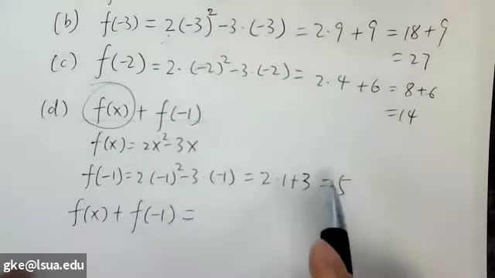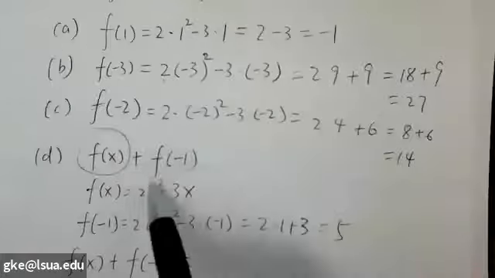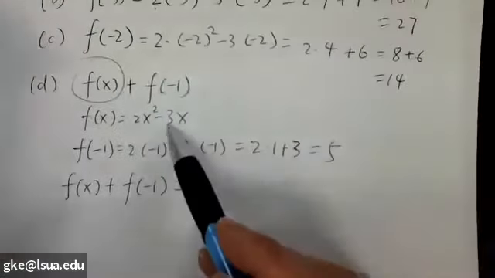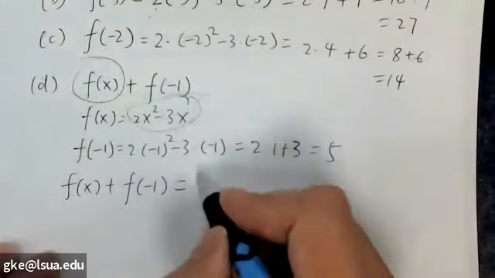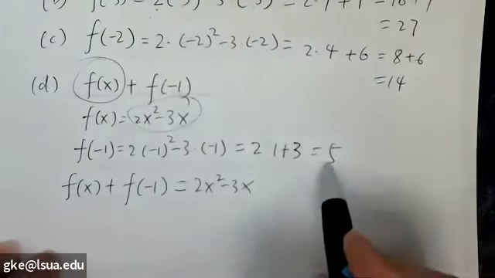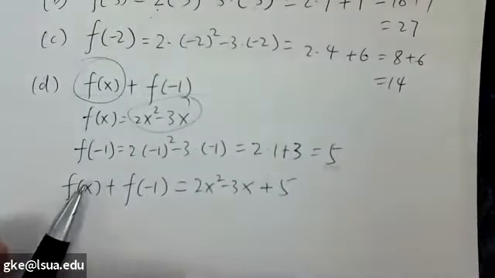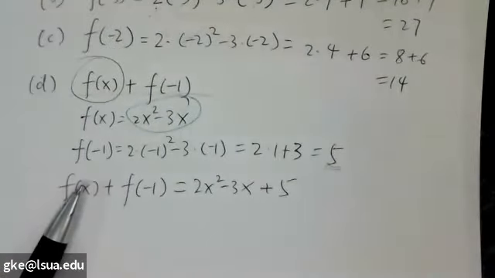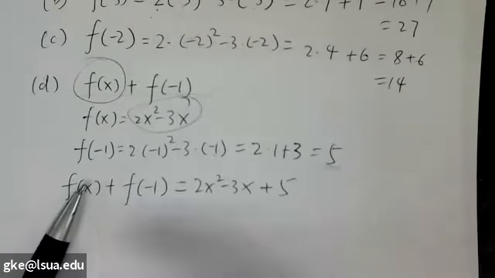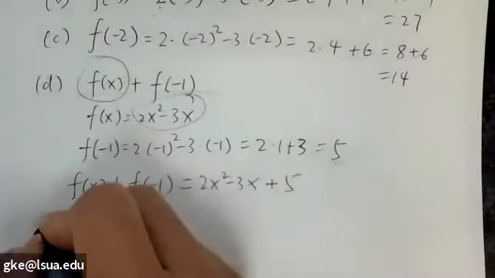So the idea is for this, just plugging in, right? f(x), 2x squared minus 3x, just copy it. And f(-1) is what? It's 5, plus 5. That's it. Just plug in. Don't be scared of such mixed stuff. Don't be scared of anything like that. Now, E.